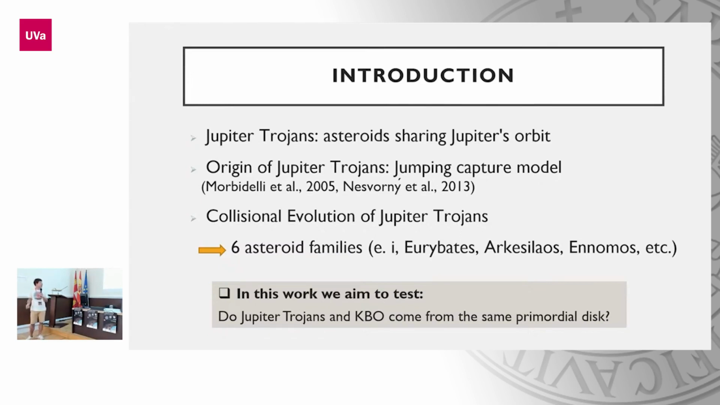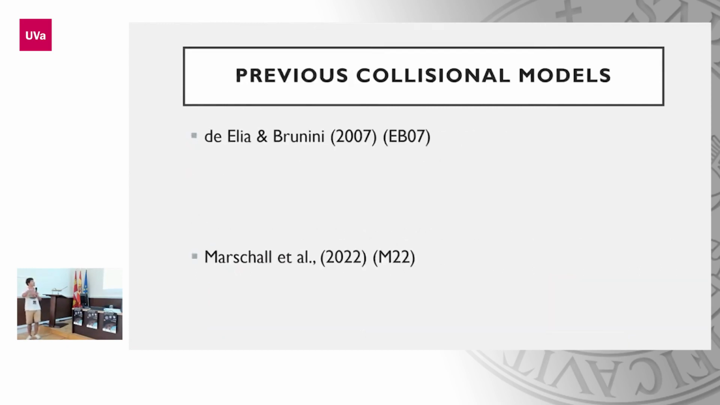So in this work, what we aim to do is to understand if the Jupiter Trojans and the Kuiper Belt objects come from the same primordial disk. To do so, we have to test our code against some of the previous collisional models on this population, the Jupiter Trojans, such as Li and Bernini from 2007 and Marschall 2022.